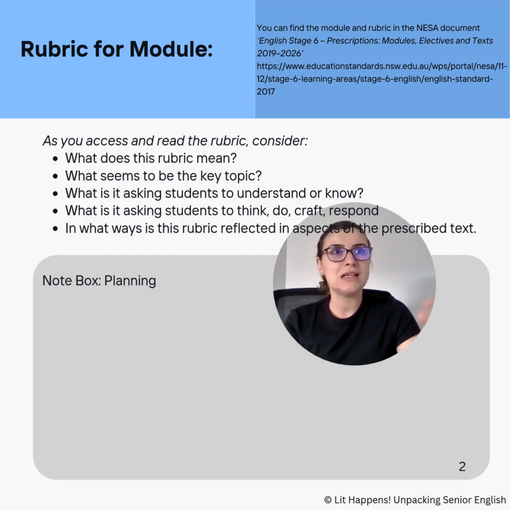So this is essentially the goal. What representation to do with language, culture, and identity is being reflected within the prescribed text that you are studying this term?